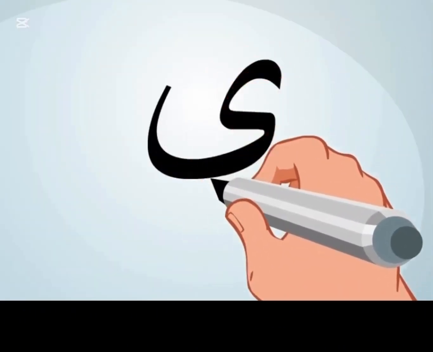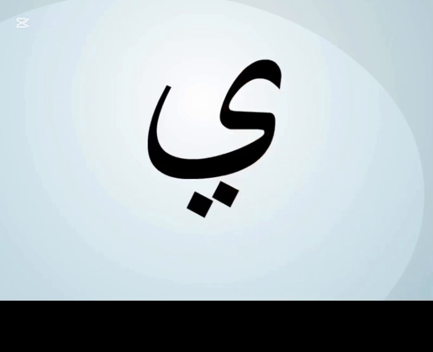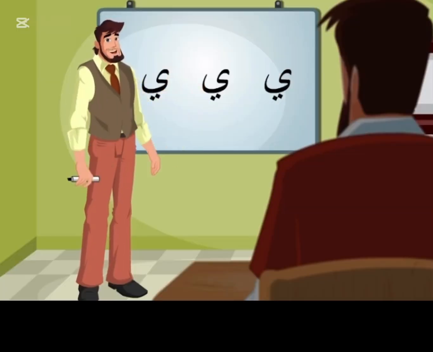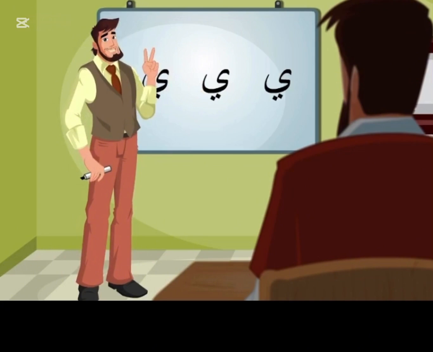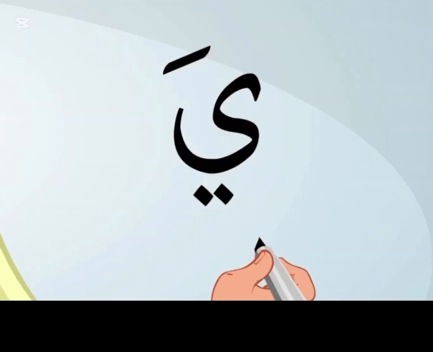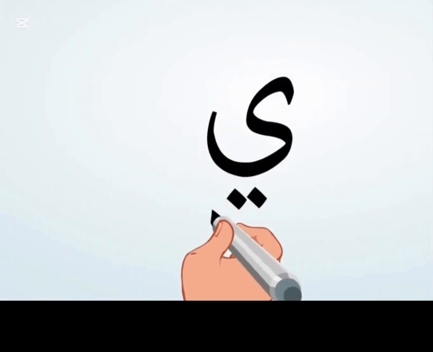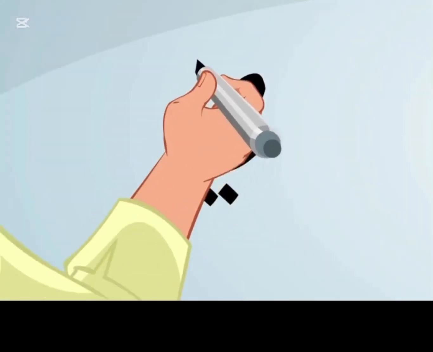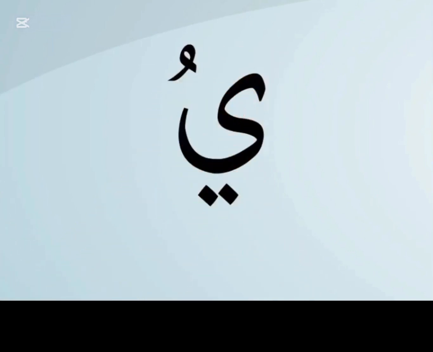Let's see the next letter. Ya. This is how we write it. How to pronounce the letters with short vowels: Fath, Kasr, and Dam. Ya, Yi, Yu.